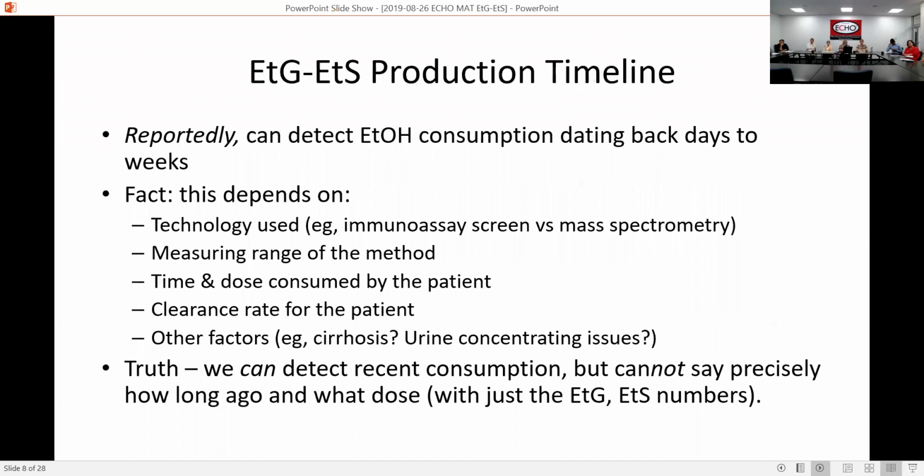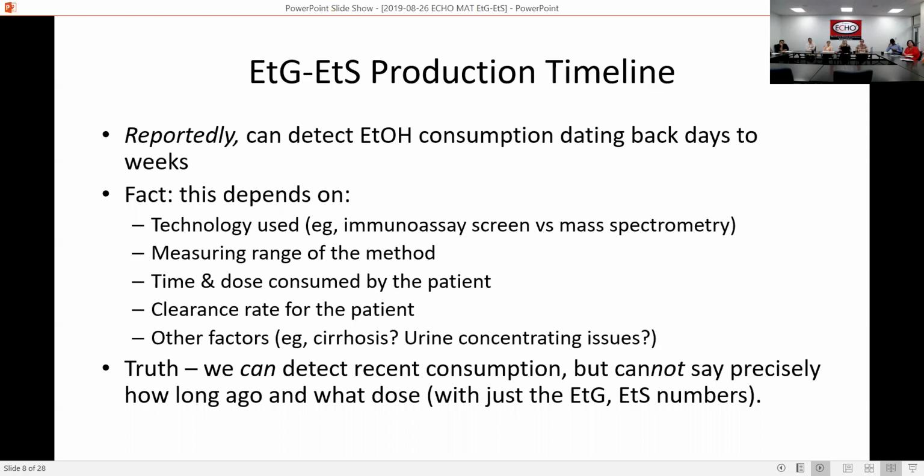Right, next slide. So in italics, reportedly, we can detect ethanol consumption dating back days to weeks, and that was the original claim made about ethyl glucuronide and ethyl sulfate. Is we can tell for up to a week or 10 days, and people were making some very strong claims about this. But in our experience here, just from building our own method, that might not be so true, and it might depend a lot on the chronicity of dosing and what kind of patient we're dealing with and what their liver status is, etc.